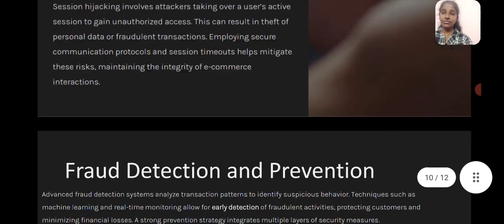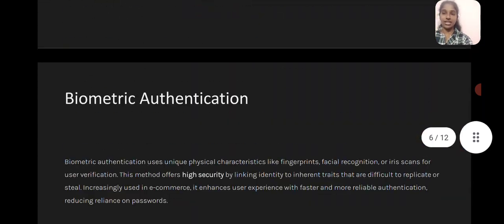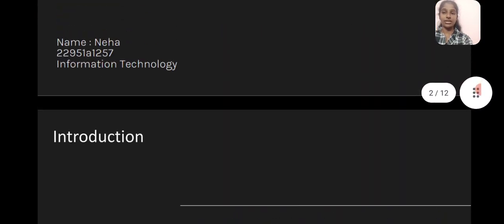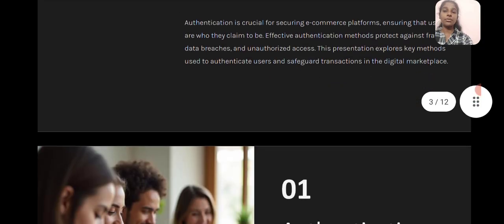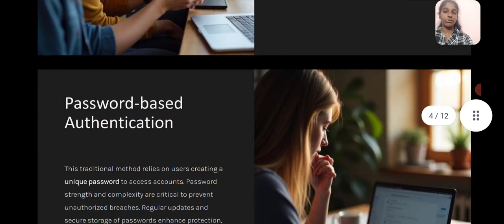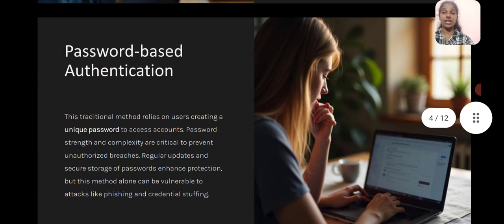And there are some security challenges and some authentication methods we have discussed, right? In e-commerce, authentication is more important because nowadays so many cyber attacks are going on across the world. So in order to reduce all those, we have to use password-based authentication.